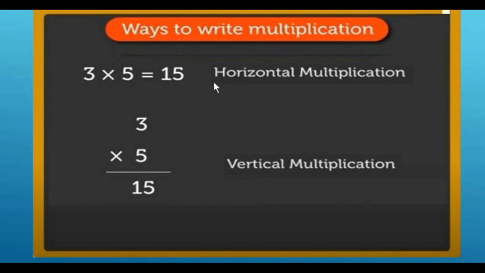There are two ways to write multiplication. The first one is side by side multiplication. It is also known as horizontal multiplication. And the second one is top to bottom multiplication. It is also known as vertical multiplication.